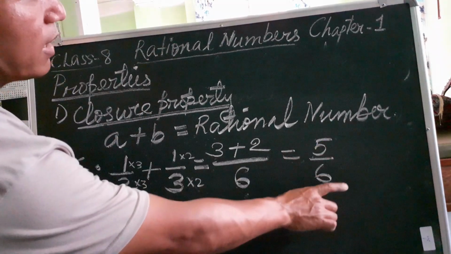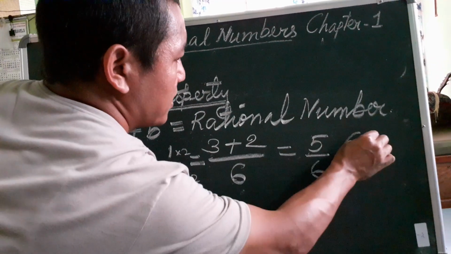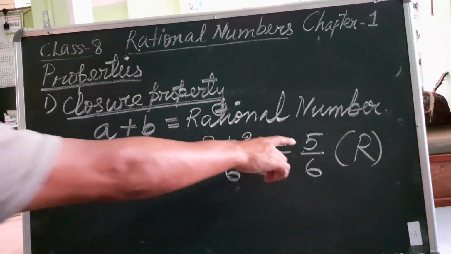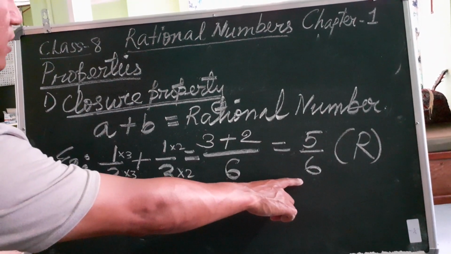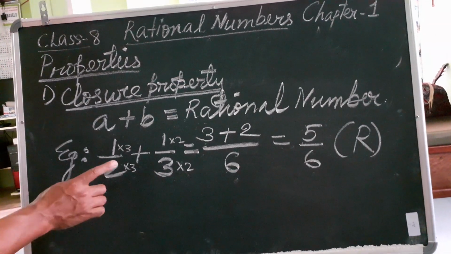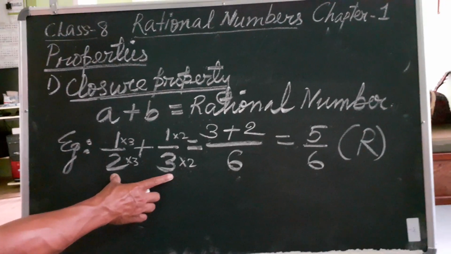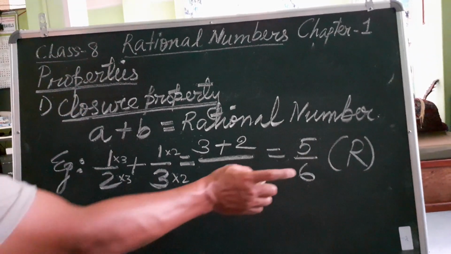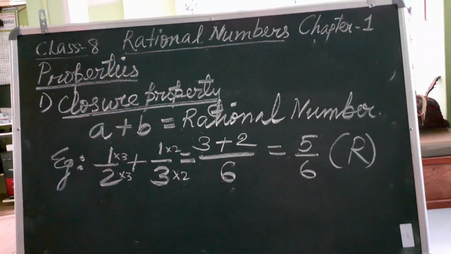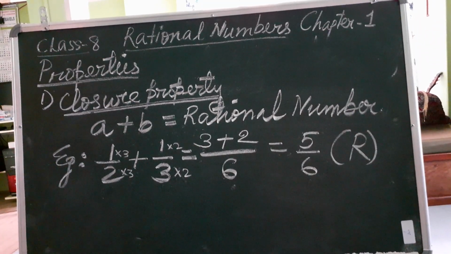This 5 by 6 is a rational number. This shows that when you add two rational numbers, you get another rational number. This is called closure property of addition.